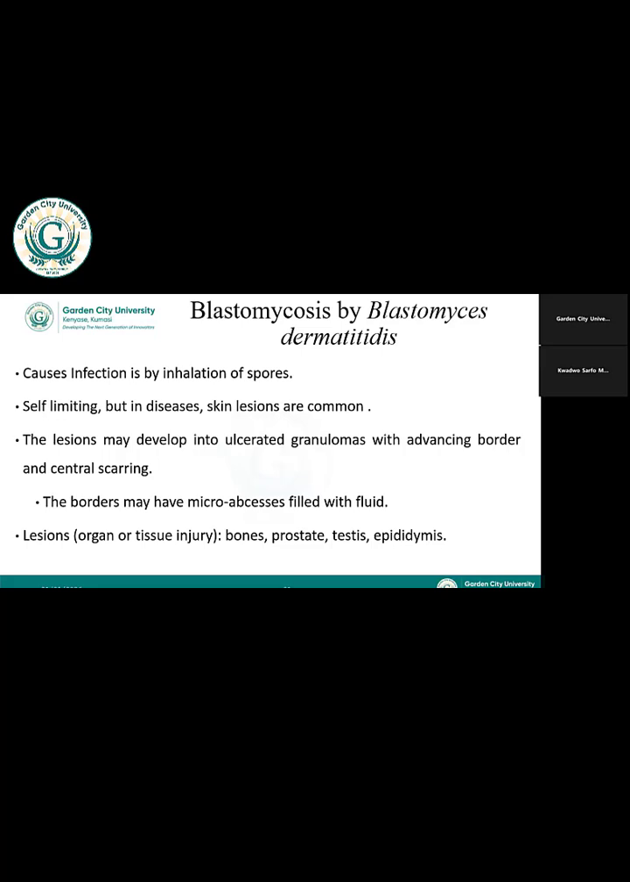We can also have blastomycosis, which is caused by Blastomyces dermatitidis.